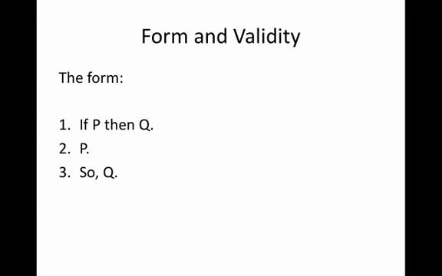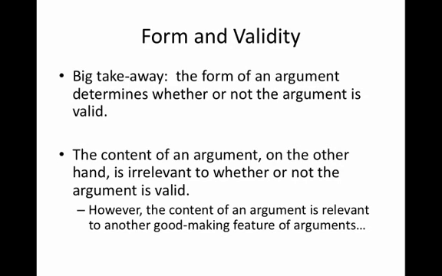As you can see right there. So here's the big takeaway. The form of an argument determines whether or not the argument is valid. On the other hand, the content of an argument is irrelevant to whether or not the argument is valid. I'm going to say it one more time: the content of an argument is irrelevant to whether or not the argument is valid. An argument can be valid with false content, ridiculous content, it doesn't matter. The content makes no difference to the validity of an argument.